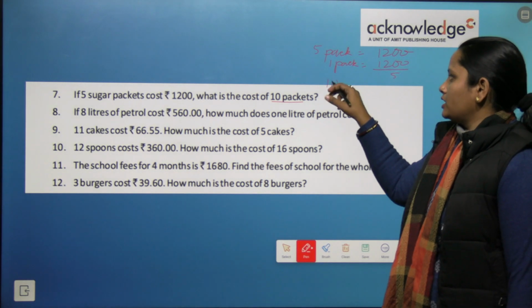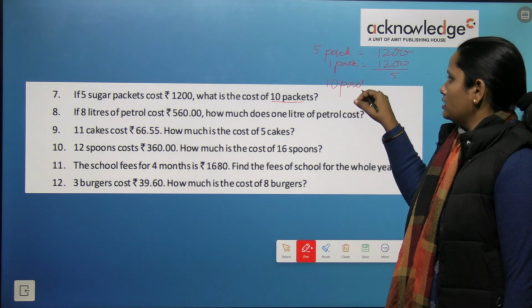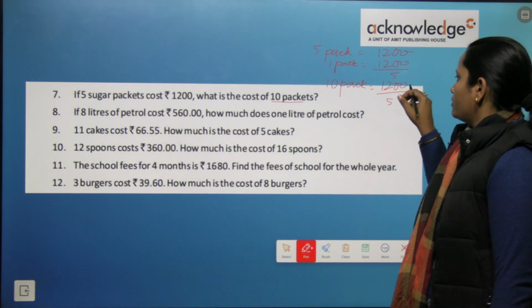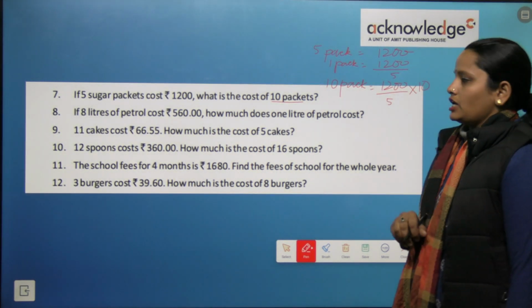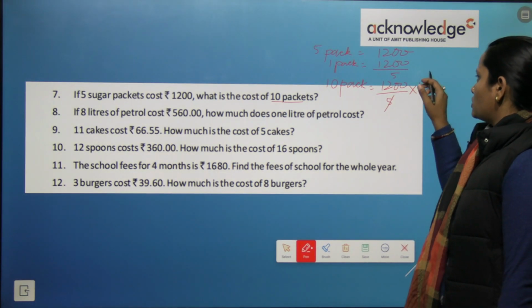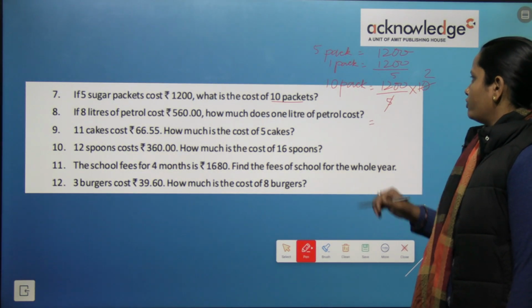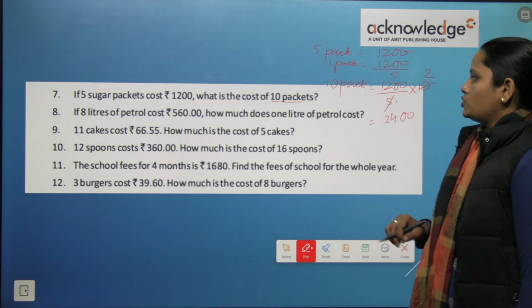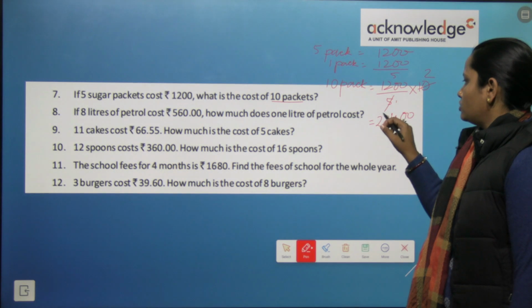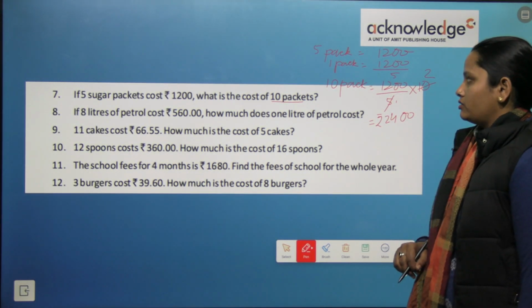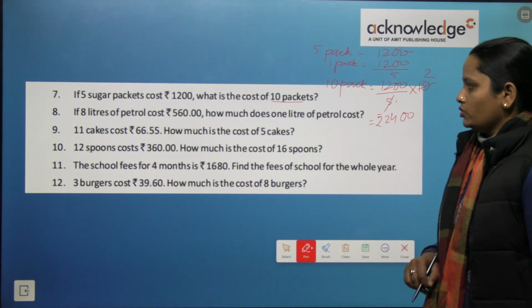और जब हमने 10 packets का निकाला, it will be 1200 divided by 5 multiplied by 10. I think it's clear to you. अब हमने जो ऐसे solve किया जब, so we get the answer. It's rupees 2400. I hope it's clear to you.